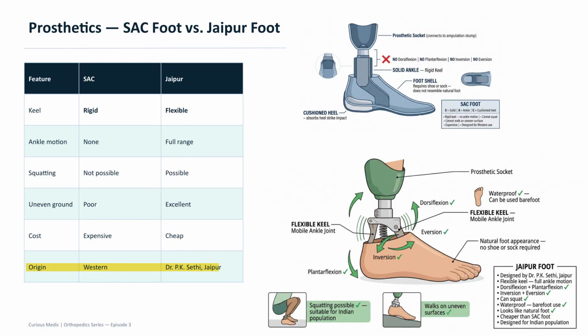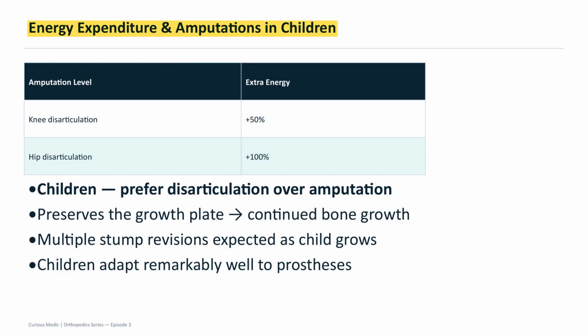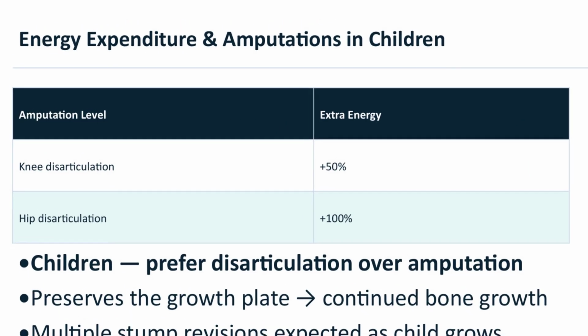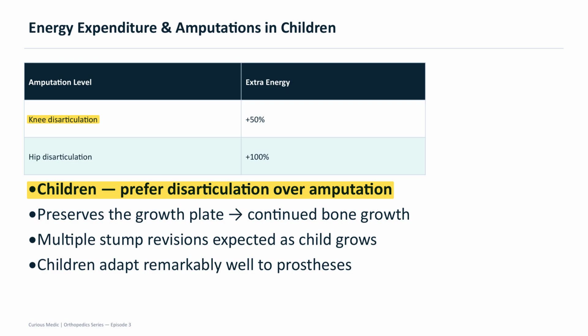This is a very commonly asked exam question. The reasoning is socio-cultural and functional, not just technical. Amputations in children follow different rules than in adults, and the key reason is the growth plate. Children are not small adults. The principles are different. The most important principle is this: in children, disarticulation is always preferred over amputation.